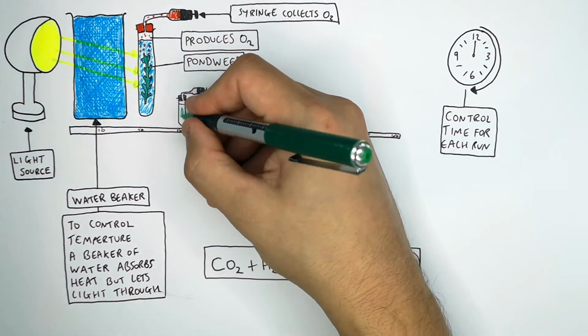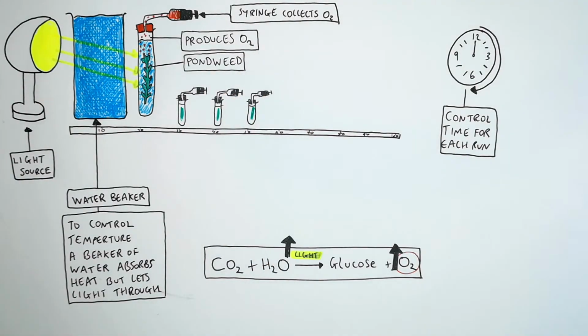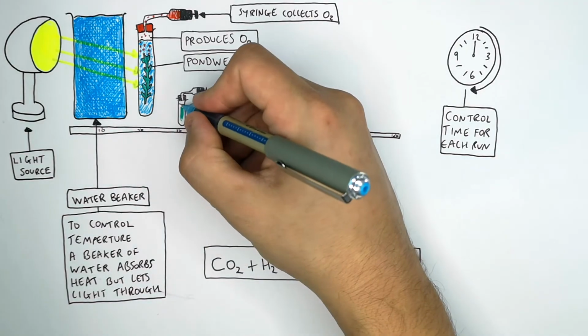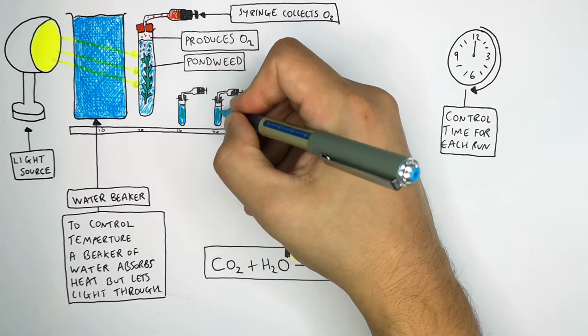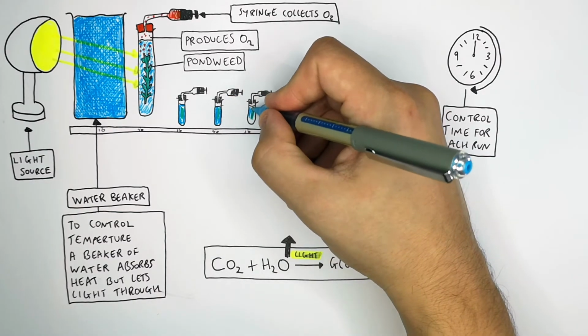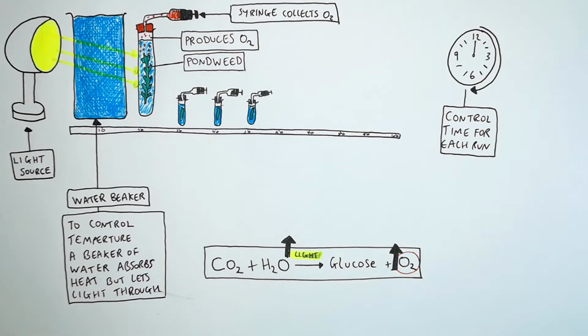So we've set up 3 test tubes here with the same volume of water in each one, with the same species of pondweed, with the same boiling tube, with the same syringe. These are all control variables. All of them are control variables. We keep these the same, so our results are reliable.